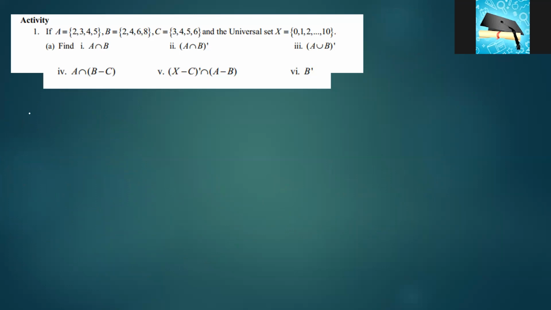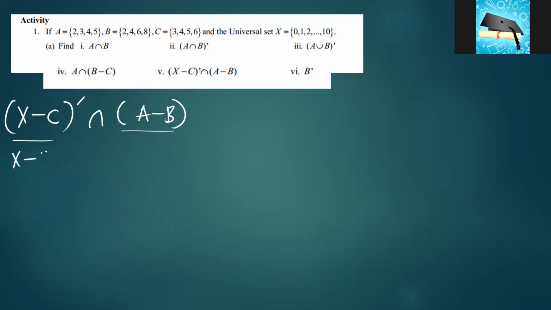The next question is simply X minus C, and then this one has a complement outside, and then we're trying to find the intersection between X minus C and A minus B. Now trying to find the intersection there. So what do we do? The first thing is to work with what is in the brackets. So I'm going to start with this set of brackets and then that. Or even before I open, let me first find what is inside the brackets there.